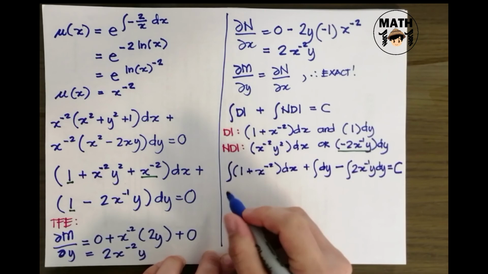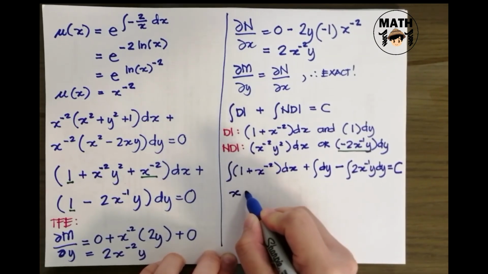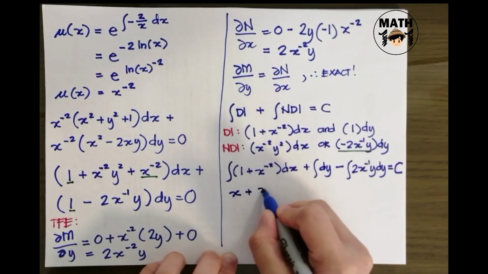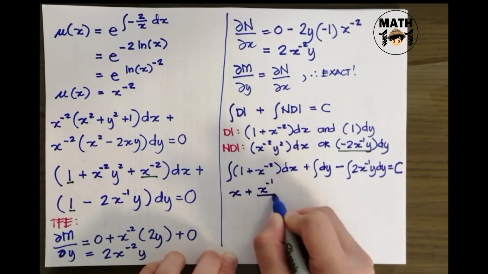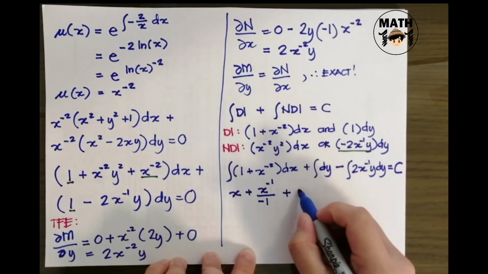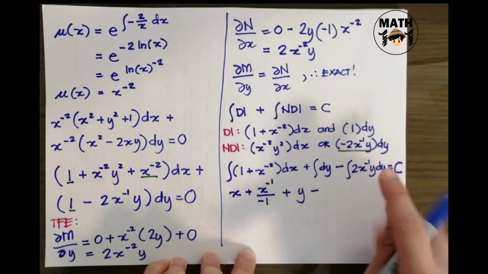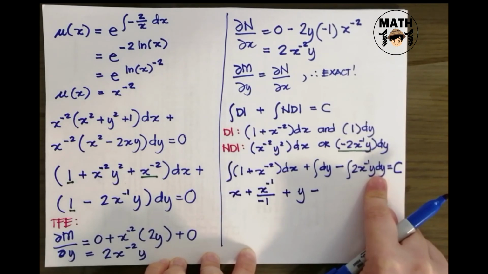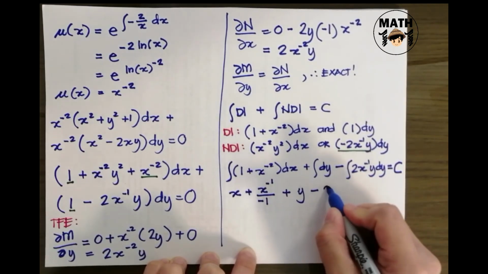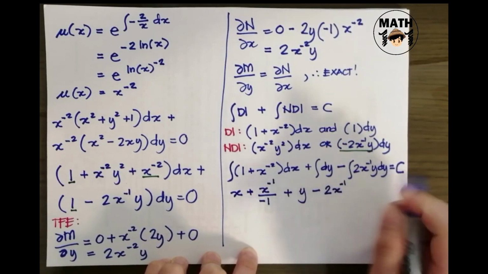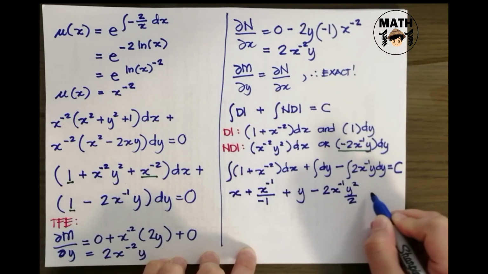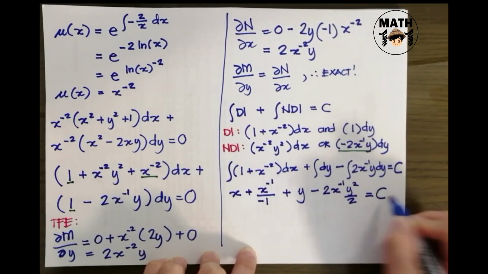Integral ng dx is x plus integral ng x raised to negative 2 dx is x raised to negative 1 over negative 1 plus integral of dy is y minus, so dahil ang integration ay with respect to y, so lahat ng dx ay taken as constant. Integral of y is y squared over 2 equals c.